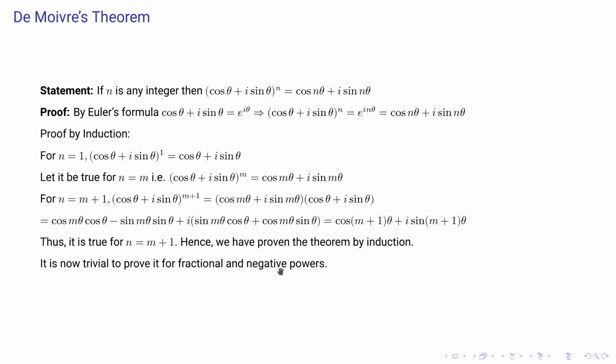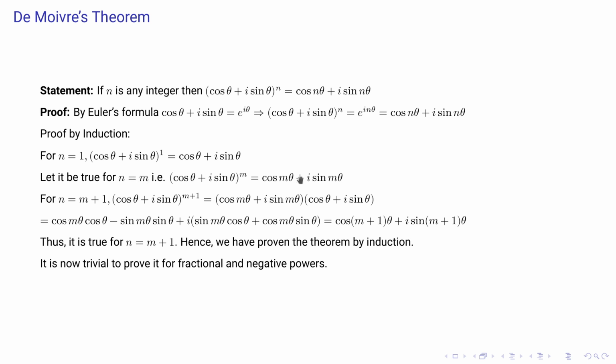Negative powers is very easy, because suppose it is -1, then it becomes 1 by cos theta plus i sin theta. Now we rationalize that. So on top you will have cos theta minus i sin theta by cos square theta plus sin square theta. So the denominator will be 1. So the result will be cos theta minus i sin theta, which is equal to e to the power minus i theta.